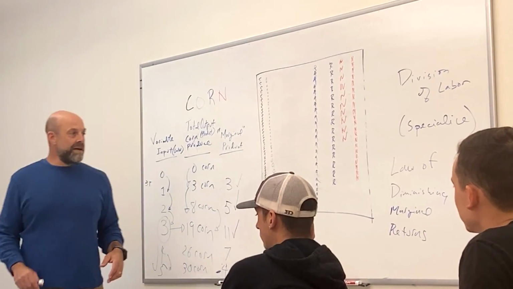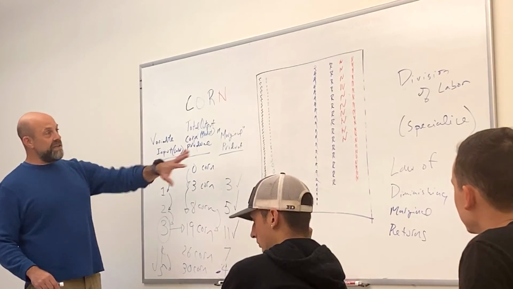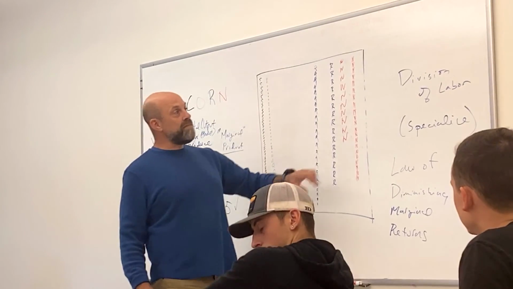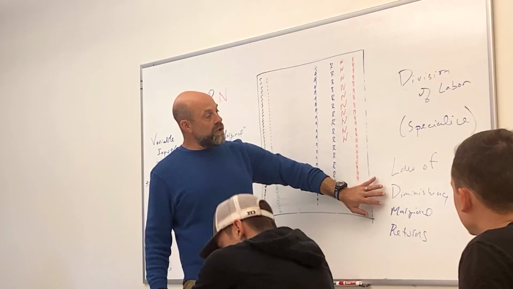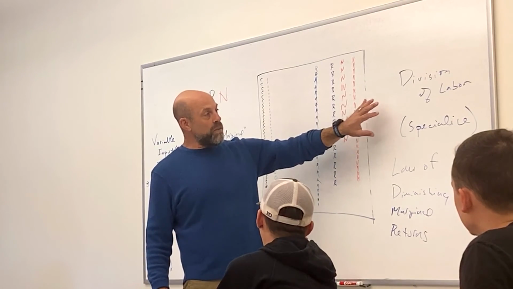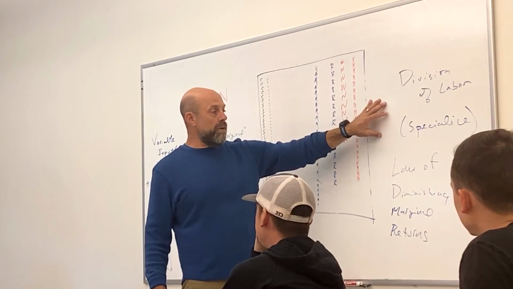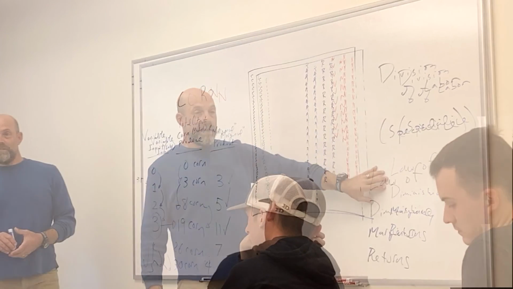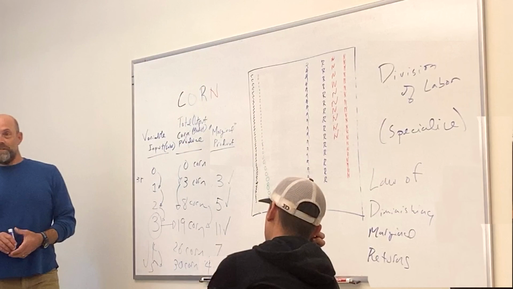So the point of this exercise was to demonstrate these two universal rules of productivity: when we specialize resources, we become more productive, and beyond a certain point, given some fixed input, we hit this block, the law of diminishing marginal returns.